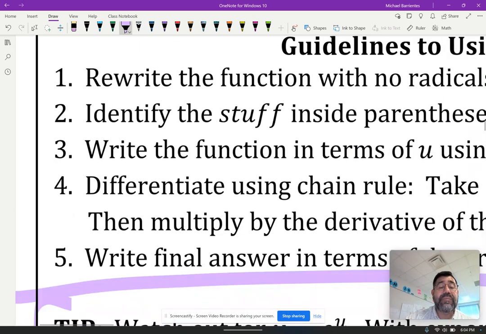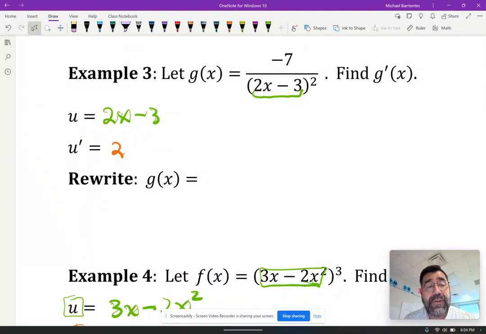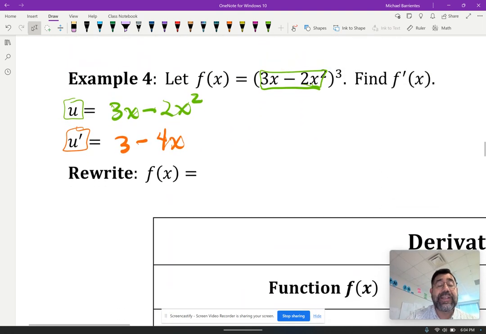Okay, so we had done some prep work in the previous video. We identified our inner function. Our inner function is u, and we've identified the derivative of our inner function. I actually want to start with example 4 and then go back and do example 3. We identified the inner function. Did we identify the outer function? What am I doing to this u expression, this inner function that we identified?